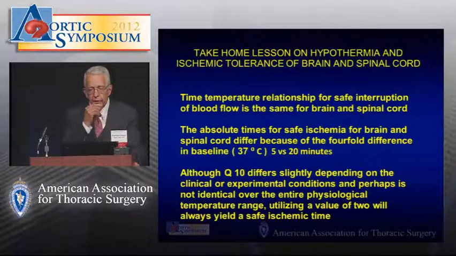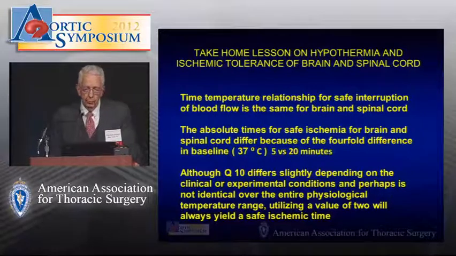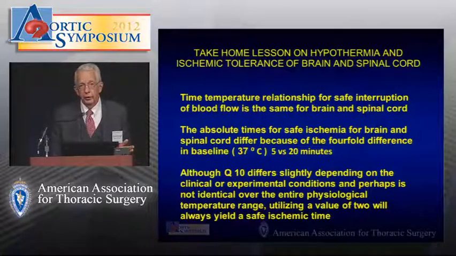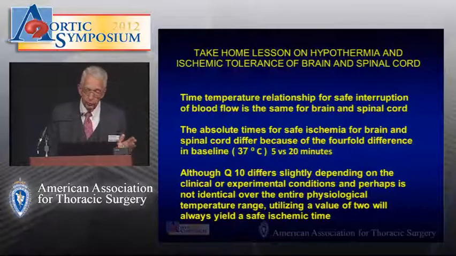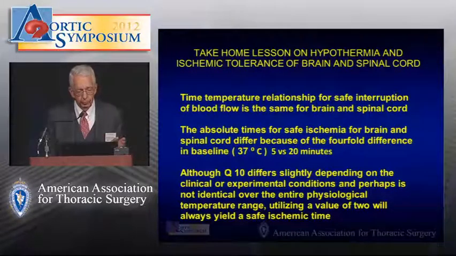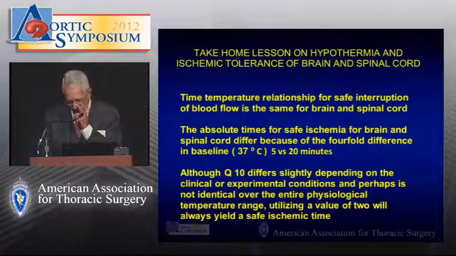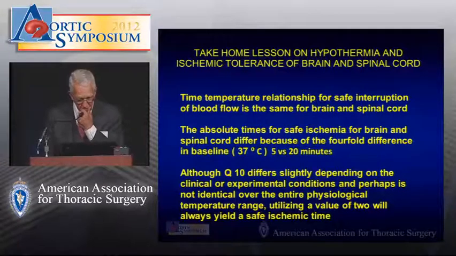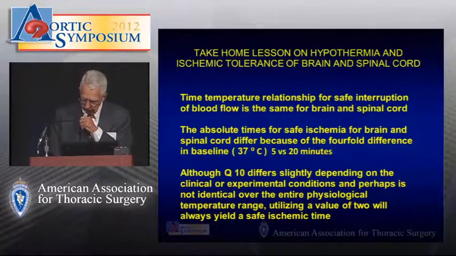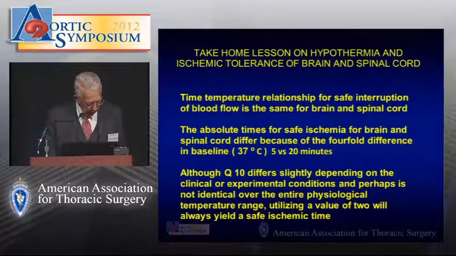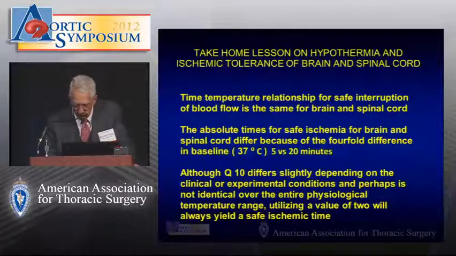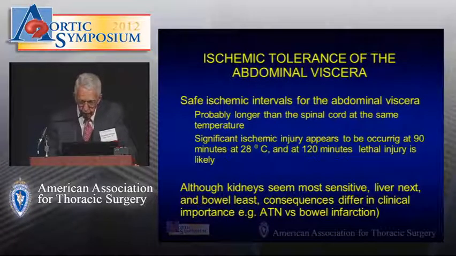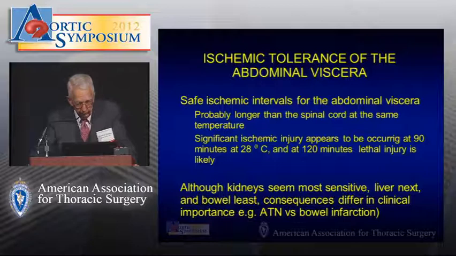So these are sort of the take-home lessons for hypothermia and ischemic tolerance of the brain and the spinal cord. There's a relatively simple relationship. The temperature-time dependence for the nervous tissue of the brain and the spinal cord appears to be about the same, but as I mentioned, the baseline is different. And as a simple rule of thumb, if you just want to use a Q10 of 2 for any given temperature, this will always give you a safe ischemic time, both for the cord and for the brain.